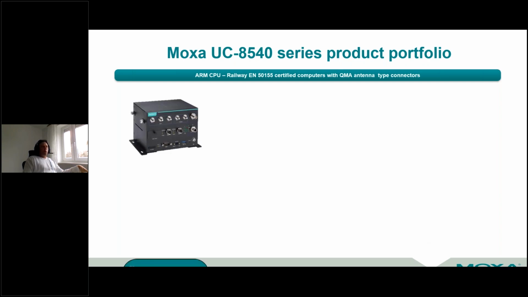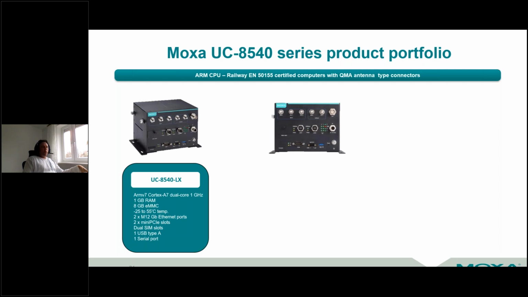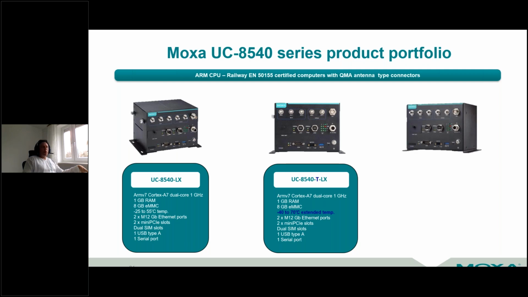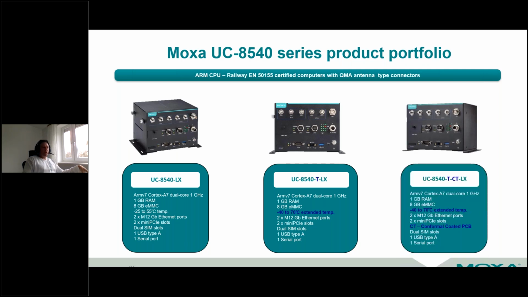The UC-8540 series product portfolio is designed for railway applications according to standard EN 50155. These computers are certified, with QMA antenna type connectors. There are 3 different versions: UC-8540-LX, UC-8540 with extended temperature range, and UC-8540-T-CT-LX. As the name of this device states, the capital letter T means extended temperature range from -40 up to +70, and CT stands for conformal coating, which is sometimes very demanded in railway, especially if the environment is humid.